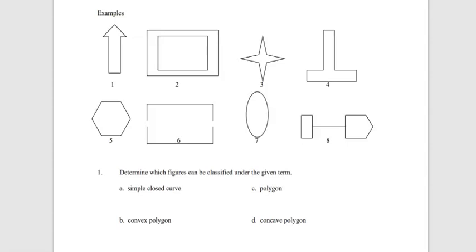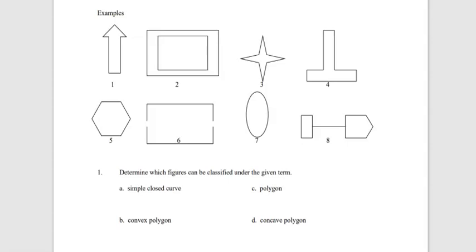So the first thing we're going to talk about is, out of these 8 shapes, which of the 8 fall into the definition of a simple closed curve? Which ones are polygons, which ones are convex, and which ones are concave? Okay, so let's go through and first identify all of the simple closed curves. And you can refer back to those definitions on the first page as much as you need to.